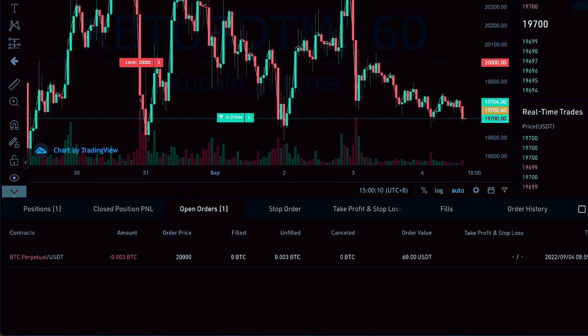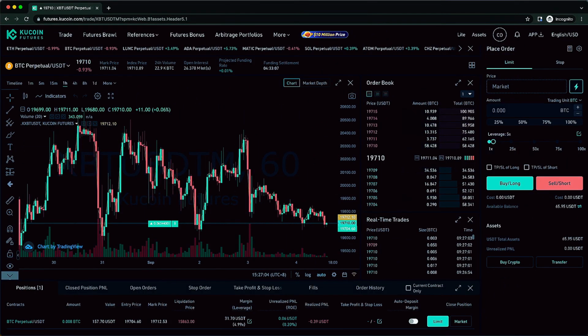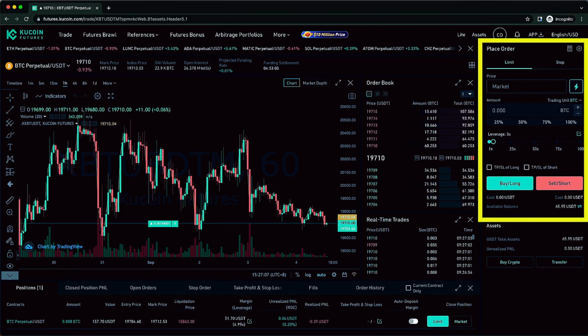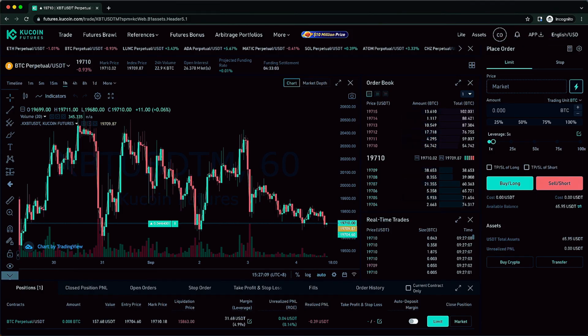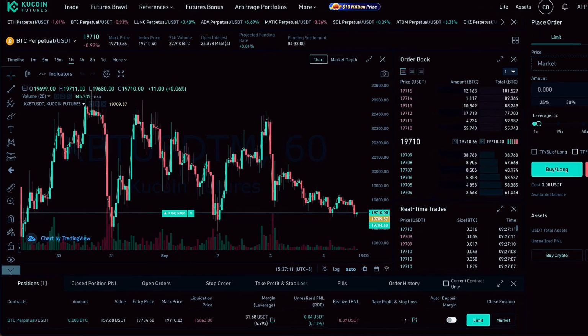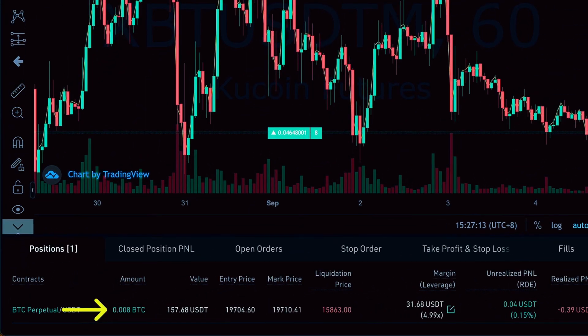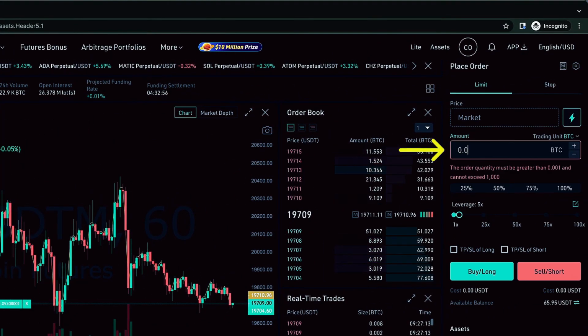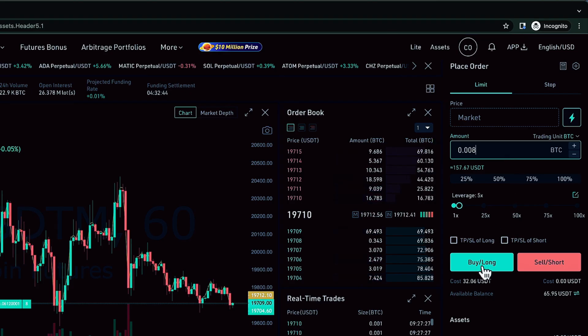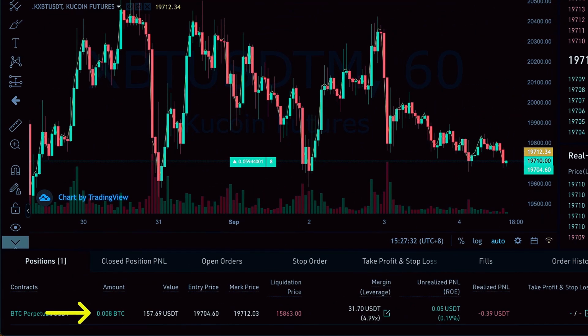If we want to increase our position, we'll have to do that up here. So let's say we want to double our current long position. What we're going to do is look at the current value of our position and enter that amount right here for the next order. Then we simply click on buy long, and that will add that amount to our current long position.